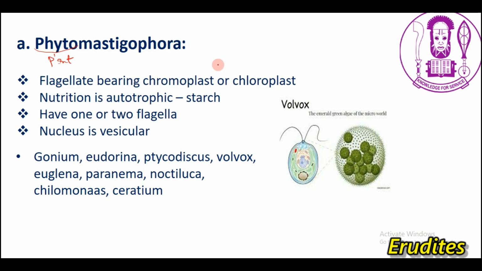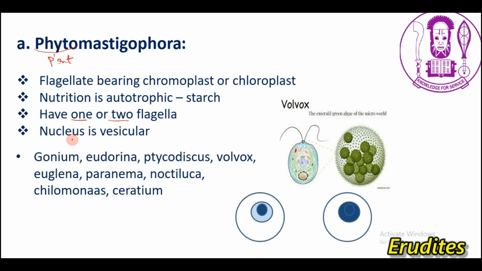Because they have chloroplast, nutrition in them is autotrophic, which simply means that these organisms are capable of producing their own food. When they produce their food, they store it as starch. Then they have one or two flagella. Volvox, as an example of a Phytomastigophora, has two flagella. Then their nucleus is vesicular.